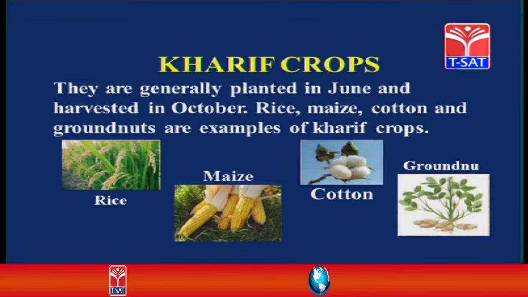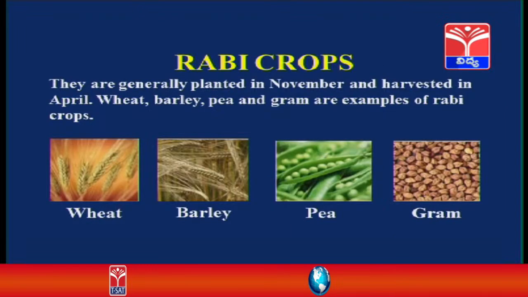Now the next one is rabi crops. These crops are grown during the winter season. Rabi crops are generally planted in November and harvested in April. Examples are wheat, barley, pea and grams. Apart from this, some crops are grown during the summer season. Those crops are called zaid crops, Z-A-I-D, zaid crops. Examples are cucumber, bottle gourd, etc.